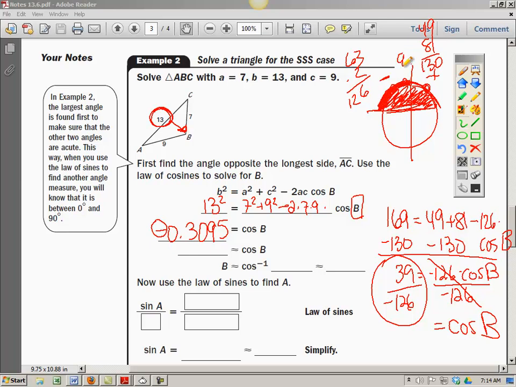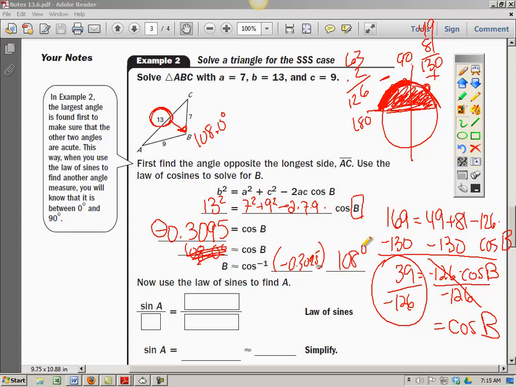So what does that tell me? It tells me my angle is somewhere between 90 and 180 degrees. Another way to say that is angle B is simply an obtuse angle. So I take the inverse cosine of negative 0.3095, and it comes out to 108 degrees, approximately. All right, now that I know that this angle is 108 degrees, this is inverse cosine of negative 0.3095, and so this is 108 degrees.